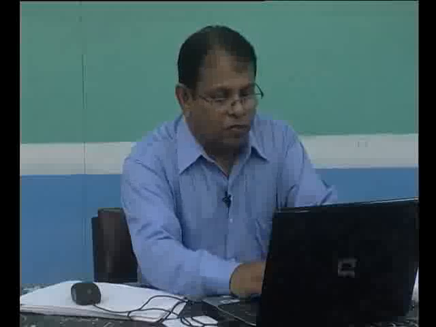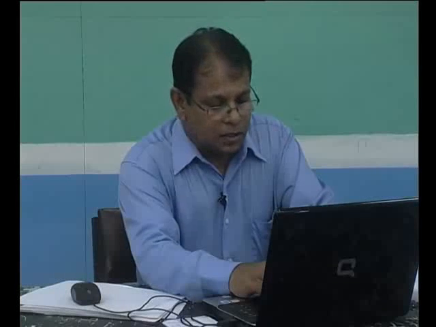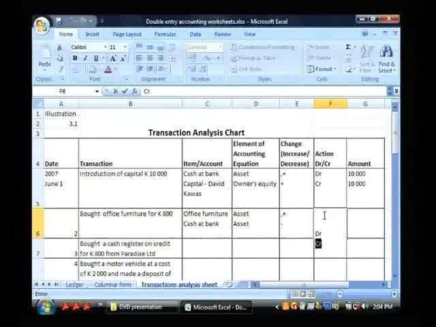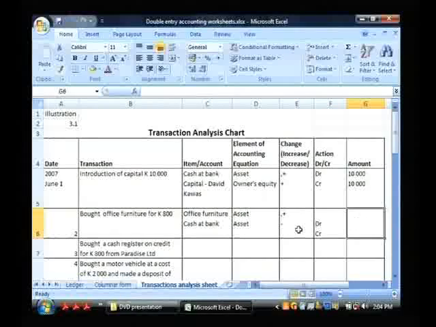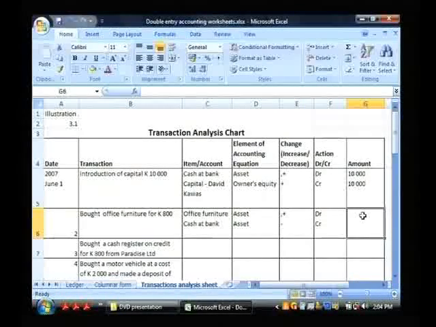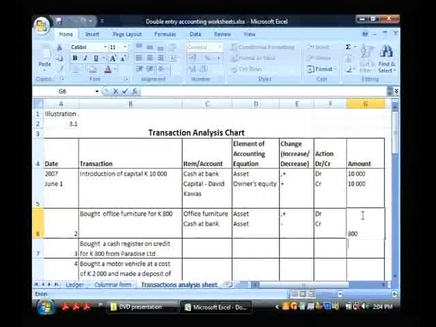And when an asset is increased, as you know, it is debited to the asset account, and when an asset is decreased, it is credited. So here office furniture is debited and cash at bank is credited. The amount involved is 800 kina. So 800 kina is written in this column.